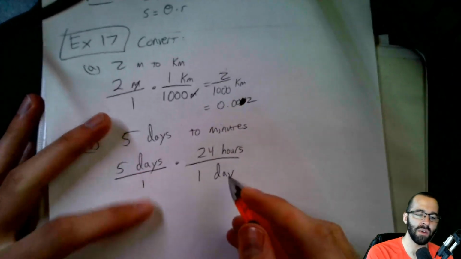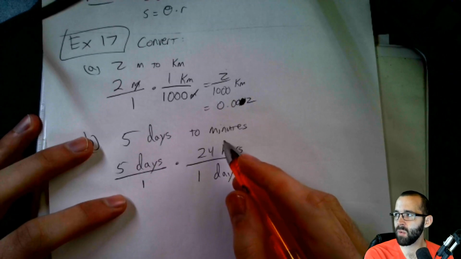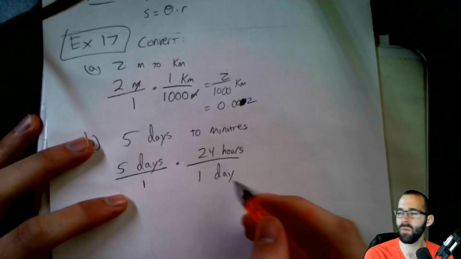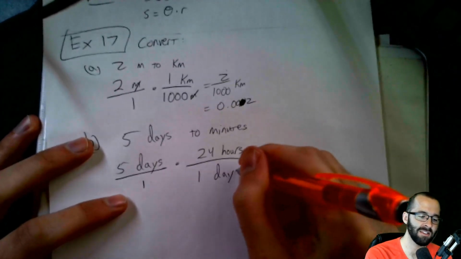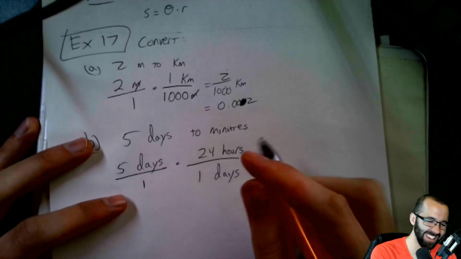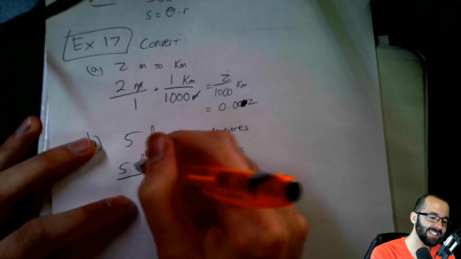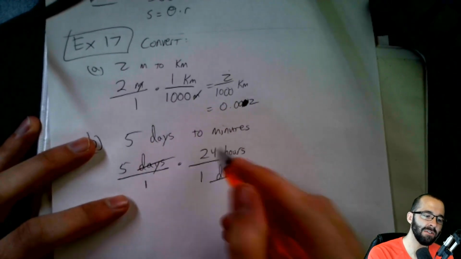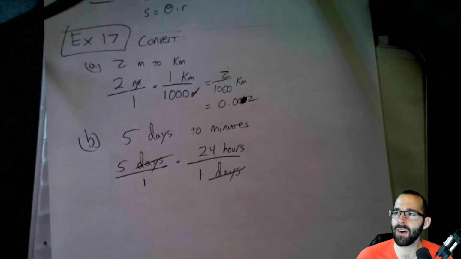And again, the way that we always have this corresponding, right? We're not writing 1 day divided by 24 hours. We want the days to cancel. 1 day, all right? So the days are going to cancel, right? And now we're going to have 5 times 24. We're going to have 120 hours.